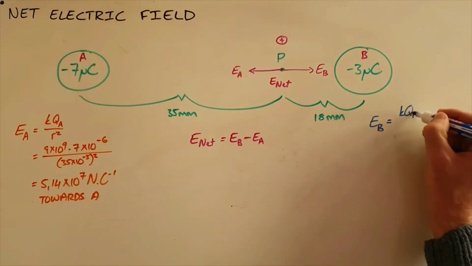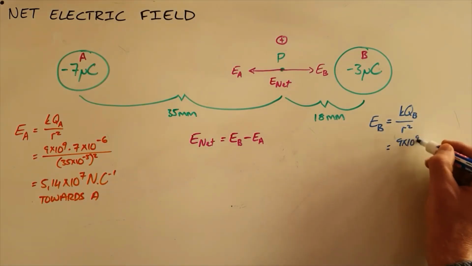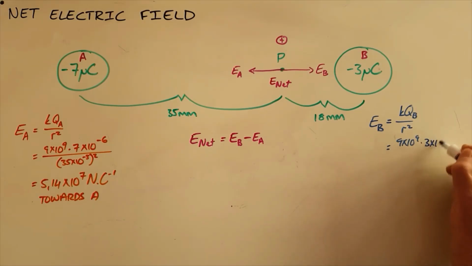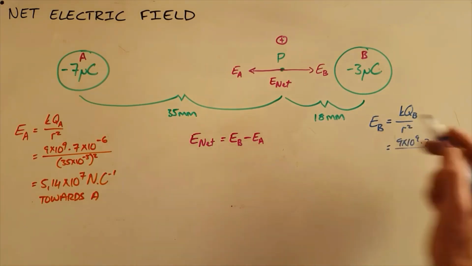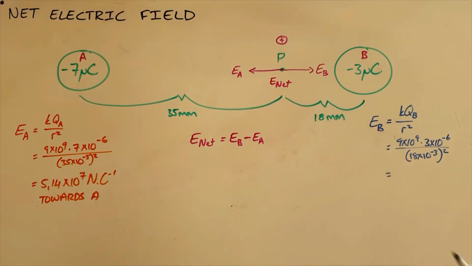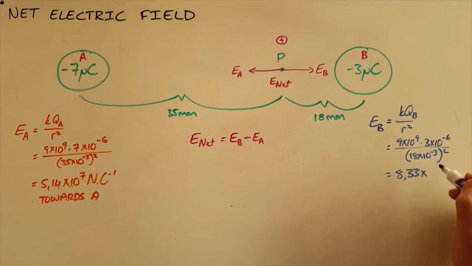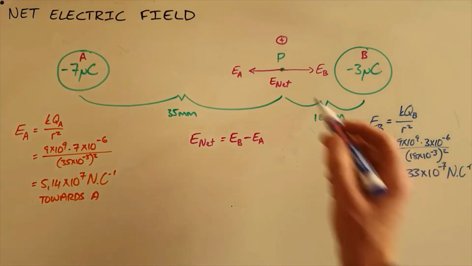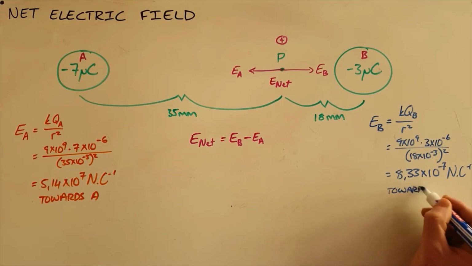We can then do the same for charge B and calculate the electric field as a result of B, which is now KQB over R squared. K, once again, our constant. The charge on B given as 3 microcoulombs, micro being 10 to the minus 6, and the distance here given as 18 millimeters, 18 times 10 to the negative 3 squared, which means that our electric field as a result of B would then be 8.33 times 10 to the 7, once again measured in newtons per coulomb, and a positive charge here would experience a force towards B.